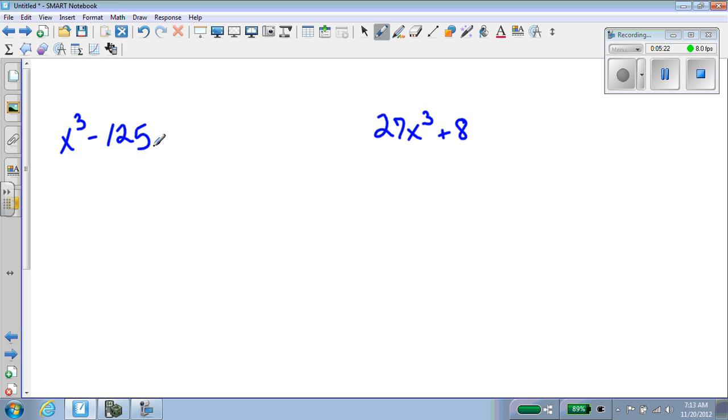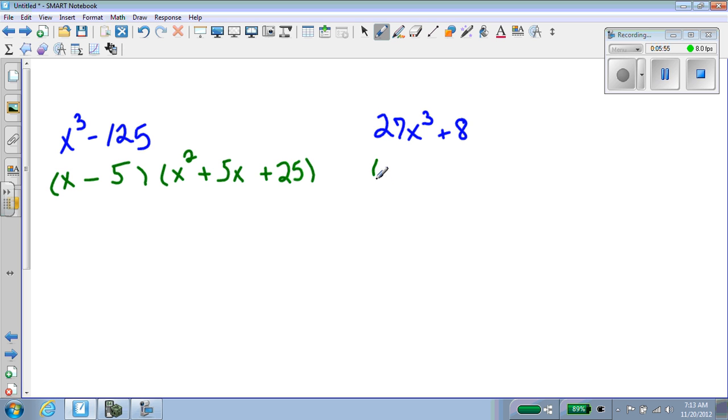X cubed minus 125. Well, x cubed is a cube and 125 is a cube. If you want to put your signs in first, it'll be minus, plus, plus. This will be the cube root, that's x, and the cube root, that's 5. This will be the square of the first term, x squared. This will be the product of x and 5, 5x, and this will be the square of the last term, 25.